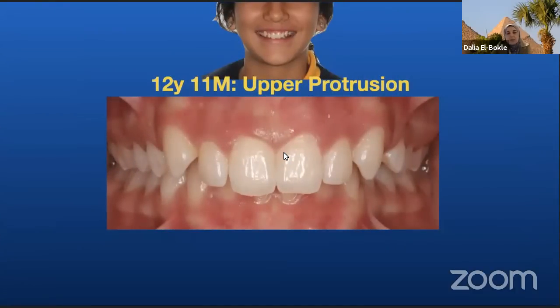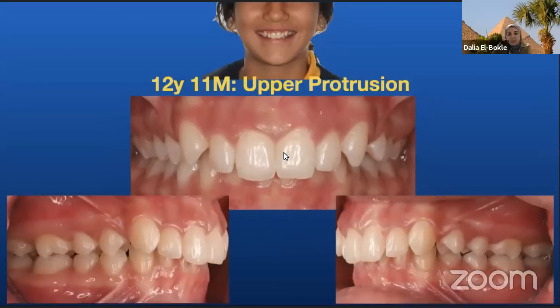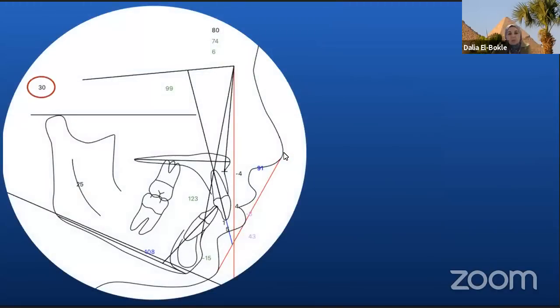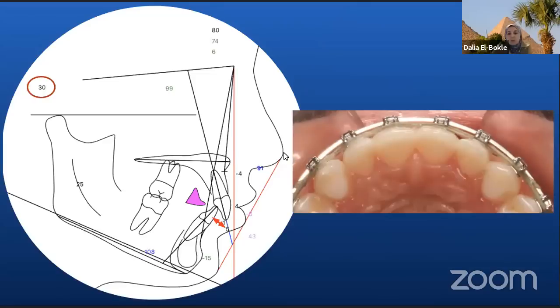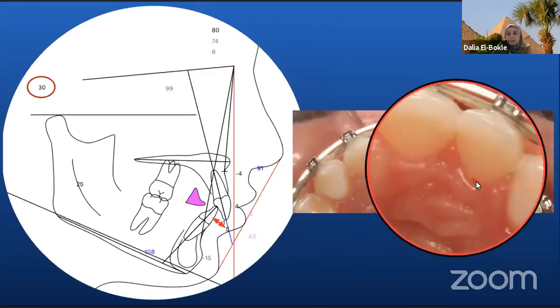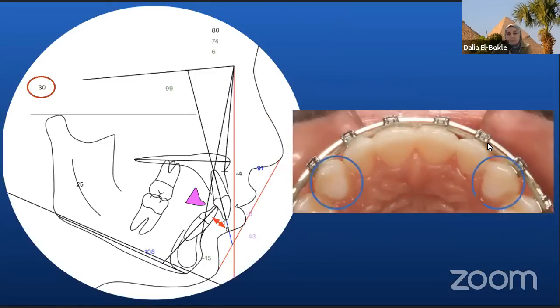This case was 12 years, 11 months old when she came to me complaining of upper protrusion. And you can see she had a really deep overbite and a class 2 malocclusion. I was not able to place the bite turbos on the palatal of the upper incisors, so I elected to place them on the canines, as you can see here. And I used class 2 elastics to help with the correction of the class 2 malocclusion.